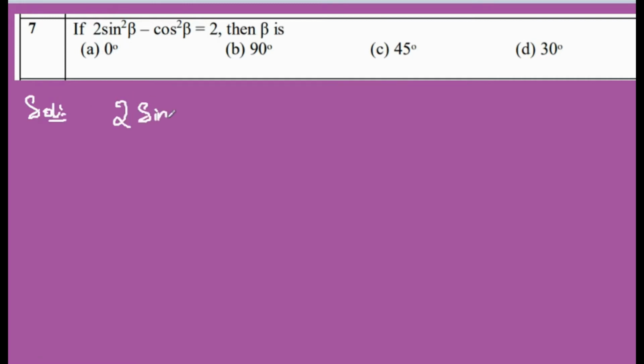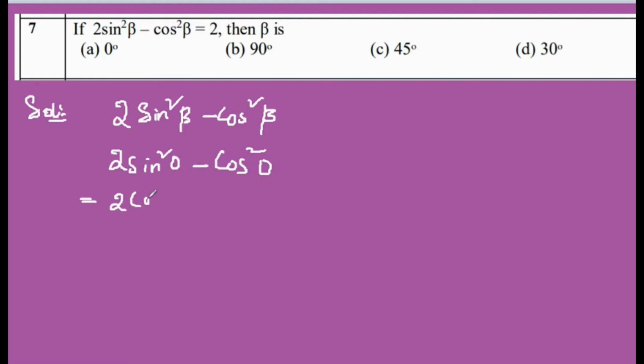LHS is 2 sine square beta minus cos square beta. So the value of beta angle we will replace with 0 degrees. So 2 sine square 0 minus cos square 0. We all know that sine 0 is 0 and cos 0 is 1. So 2 into 0 is 0, 0 square will be 0. So answer is 0. So for first option, answer is 0 and LHS is not equal to RHS. So this is not the correct option. 0 is not the correct option.